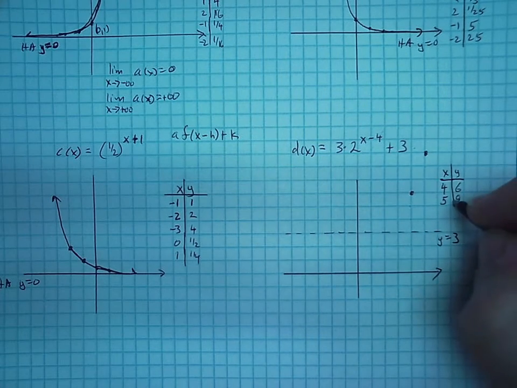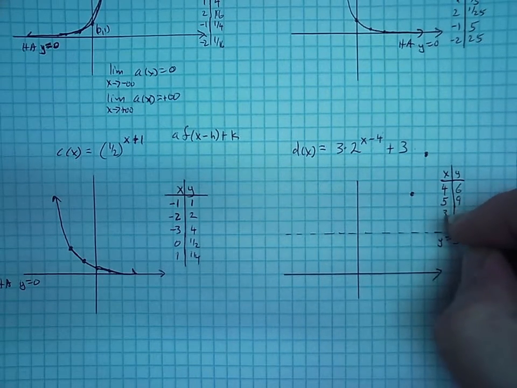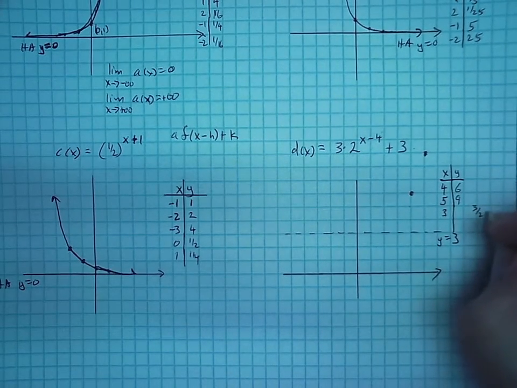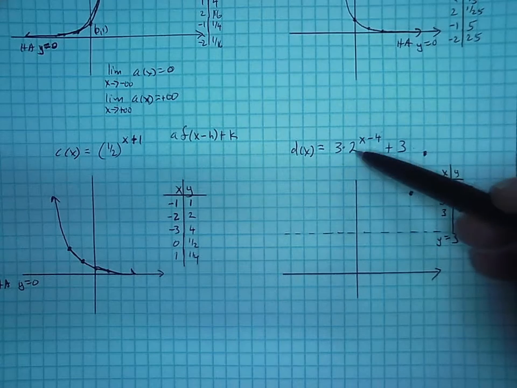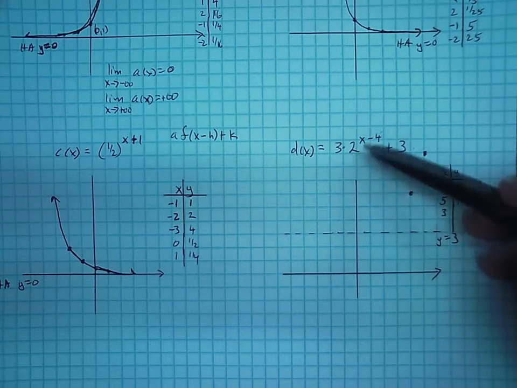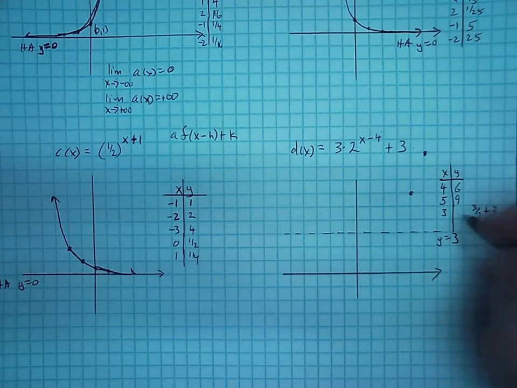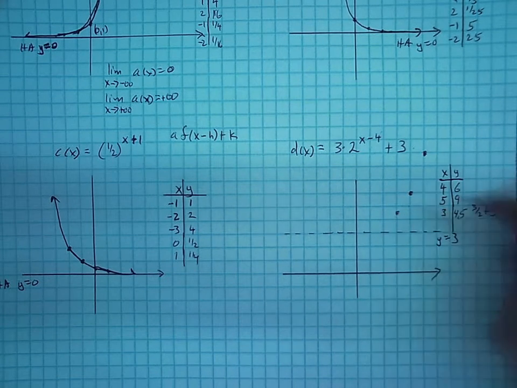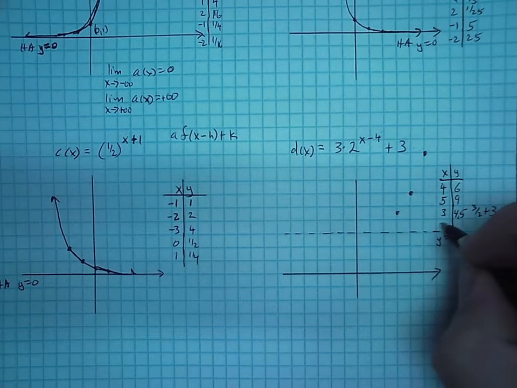Going in the other direction, I can stick in 3, and I'll get 3/2 plus 3. Since the exponent will be -1, this 2 will turn into 1/2. That's 4.5. So 1, 2, 3, 4.5.